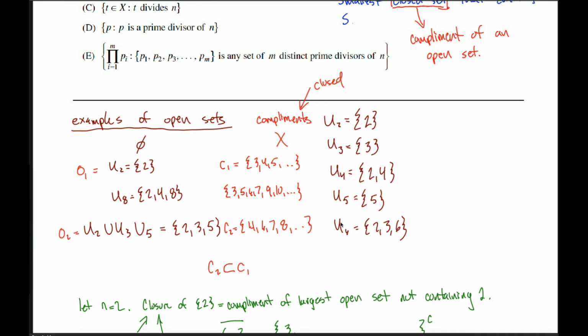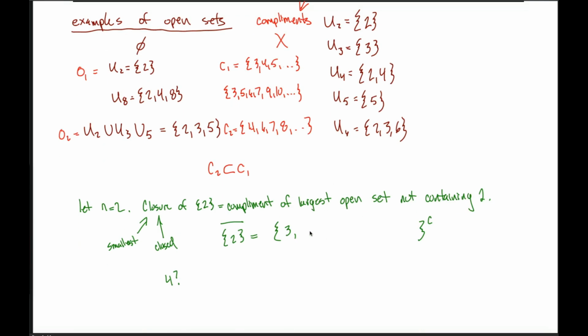So if 4 is in one of these U's, then 2 is also in that U. So if I have an open set containing 4, that open set also has to contain 2. But I'm told that my open set does not contain 2, therefore it can't contain 4. What about 5? Yeah, absolutely throw 5 in there. What about 6? Maybe you can see where this is going. We don't want to put 6 in here.